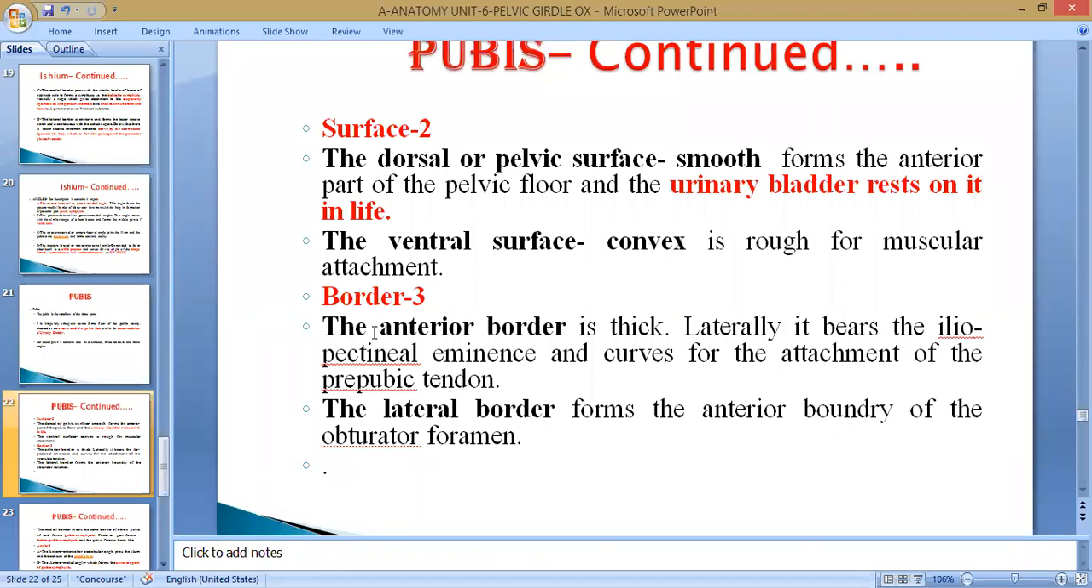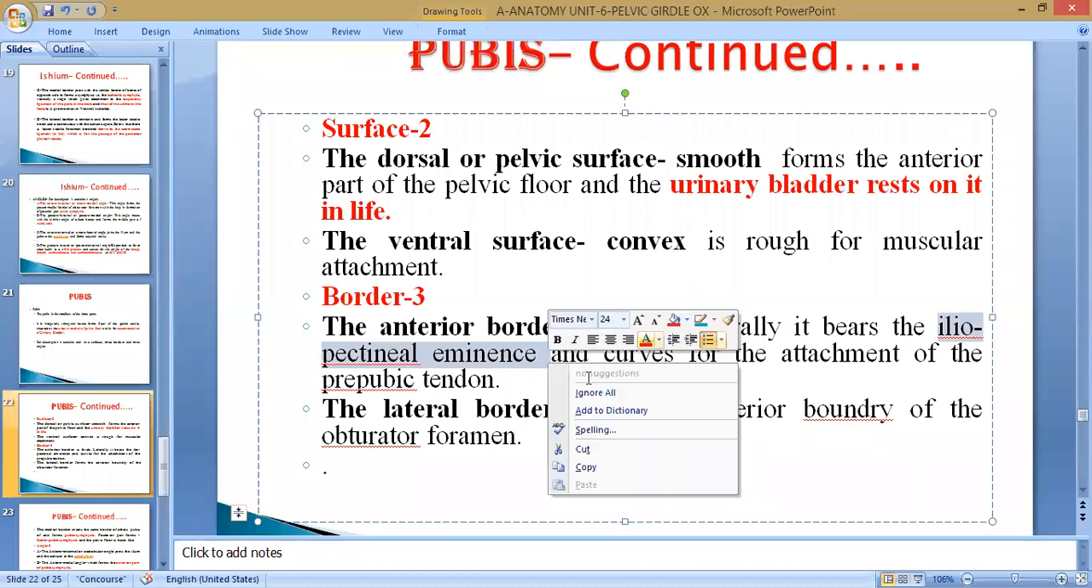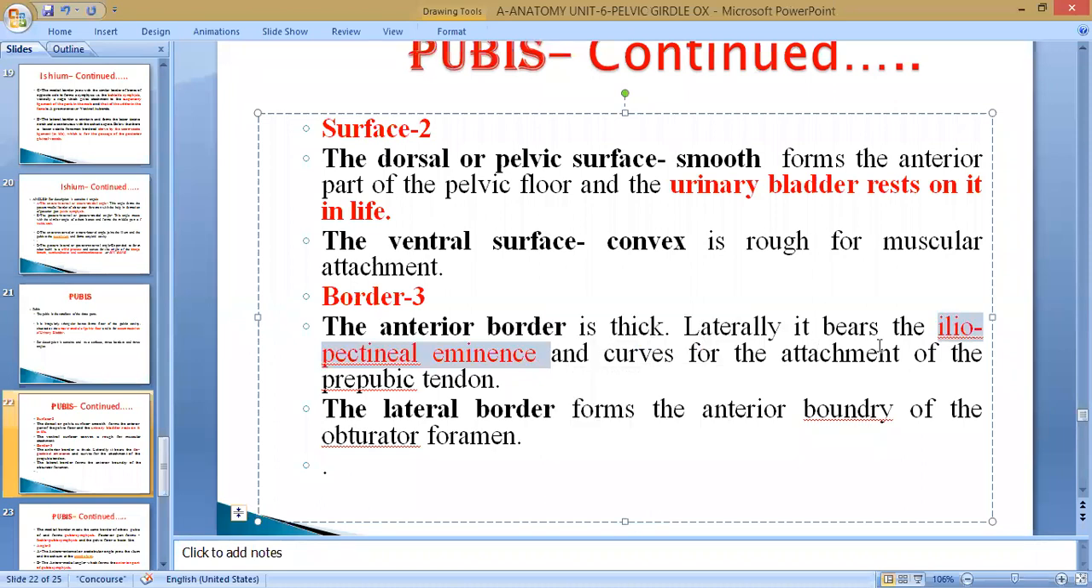Borders we have already seen. The anterior border is thick, and laterally it bears two eminences: one is the iliopectineal eminence and the other the iliopubic eminence. You see two eminences on the anterior border. These are for the attachment of the prepubic tendon.